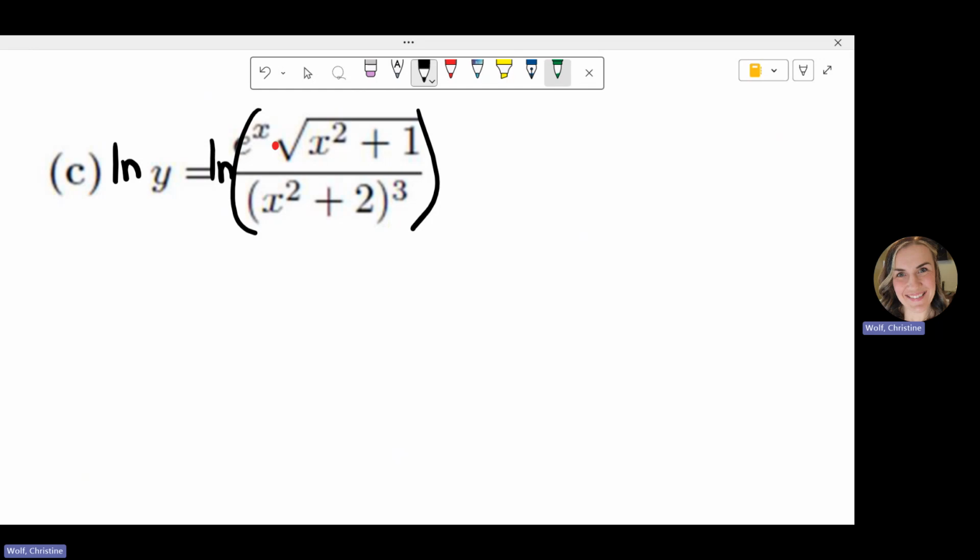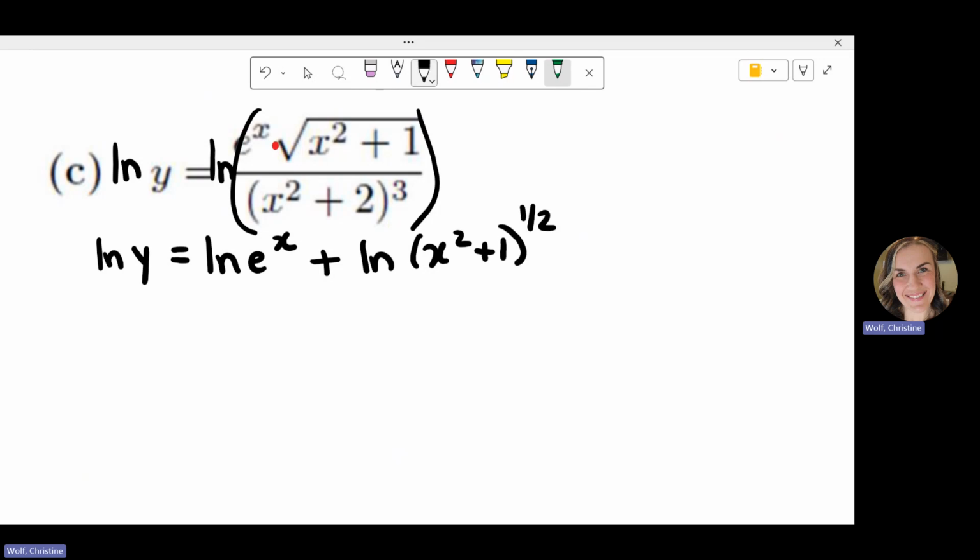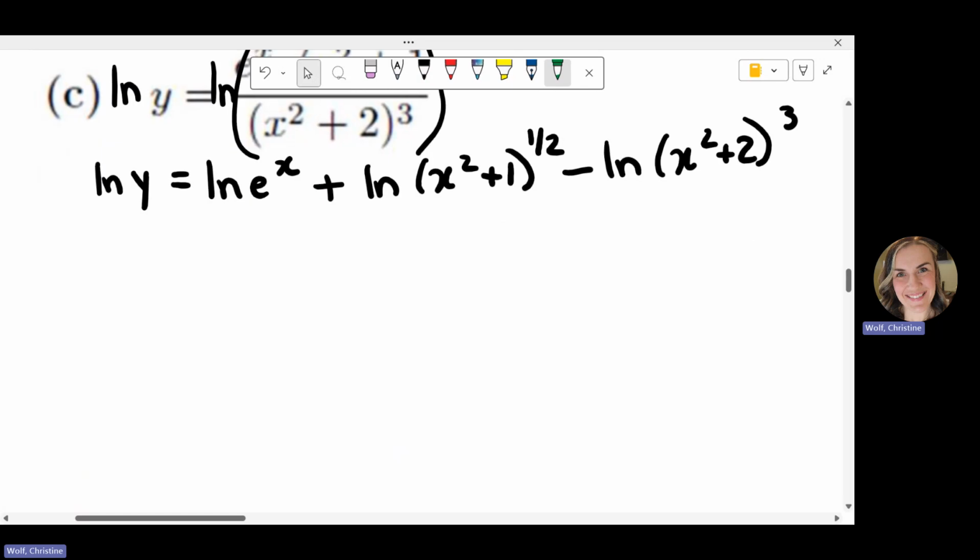So when I do that, my left side is always the same. It's going to be patiently waiting as an ln y for now. Okay, let's split them up. So I'm going to have the natural log of e to the x, this is my first guy, added to, because I'm doing the product law for logs, natural log of this guy, and once again, I'm going to change him to be to the exponent of 1/2, and then I am minusing off the natural log of my bottom guy. And remember, every single one of them gets an ln.